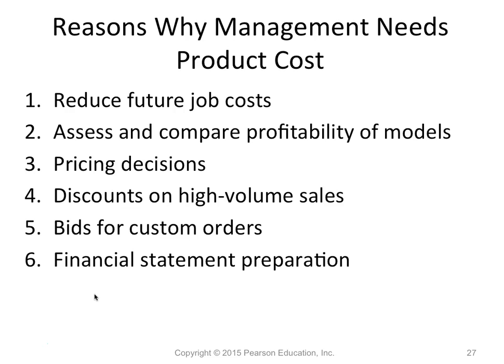And number 6 is the financial statement preparation. In the financial preparation, you need to look at, later in the last part of the chapter, that some of them go to the expenses, some of them go to the cost of goods sold, and so on. But you need to know all the numbers by determining the product cost.